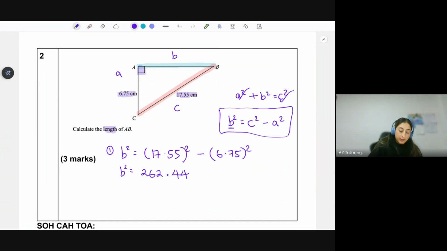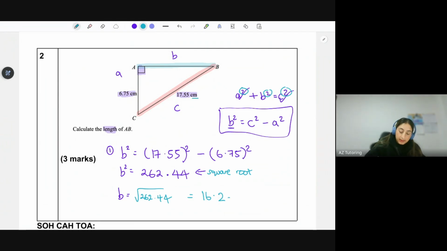Now remember, your answer is not B squared, it has to be B. So I need to square root this side. You always square root at the end. So remember, with Pythagoras, you always square root because these are squares. You don't want them to be squared, you want them to be just the original. So square root the other side, so square root of 262.44 is just 16.2.